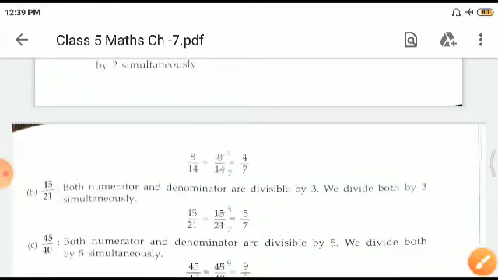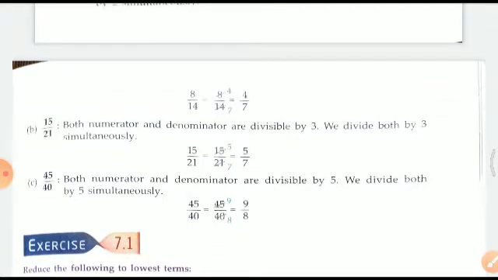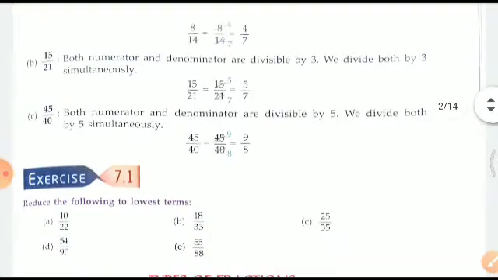Okay. Now we see this B part, 15 upon 21. Both numerator and denominator are divisible by 3. So we divide them by 3 and get 5 upon 7. Similarly for 45 by 40 we divide by 5 and we get 9 upon 8.